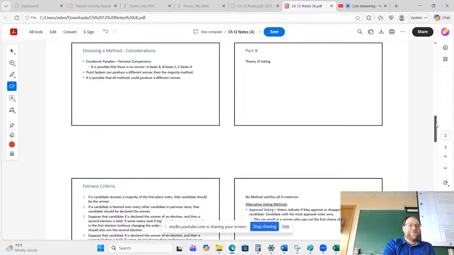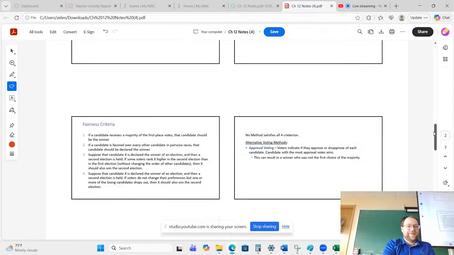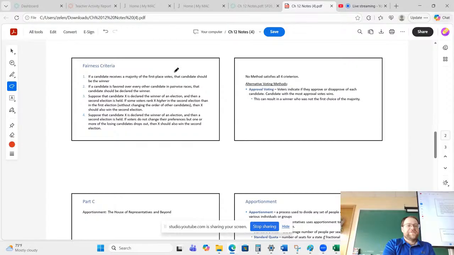So no matter how you choose to set up a vote, first thing to consider is fairness. So what I mean by that, if a candidate receives most of the first place votes, that candidate should win. If a candidate is favored over every other candidate, then that candidate should be declared the winner.